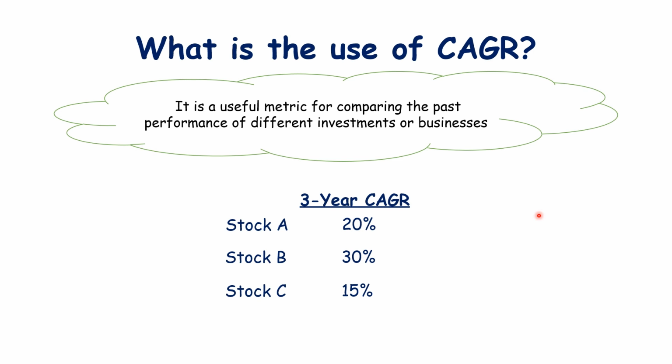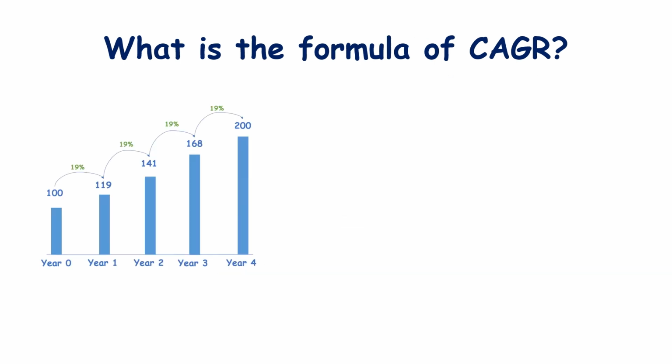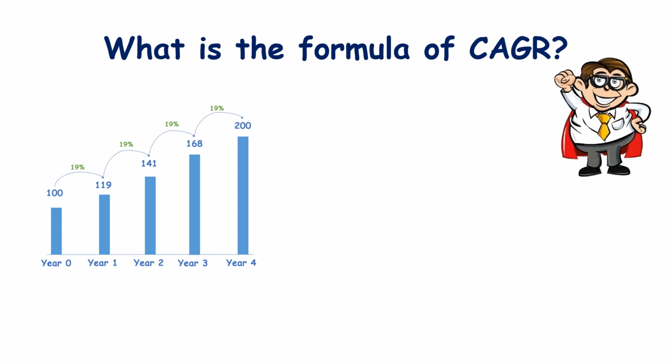Now you want to evaluate which of these stock had a best performance. Just by looking at that 3-year CAGR, you can tell that stock B, which had 30% 3-year CAGR, was the best performing stock. This is how CAGR is used to evaluate the performances. Now let's derive the formula of CAGR. Disclaimer here, if you are a math nerd, only follow next couple of minutes, else you can directly skip to the section of Excel calculation.